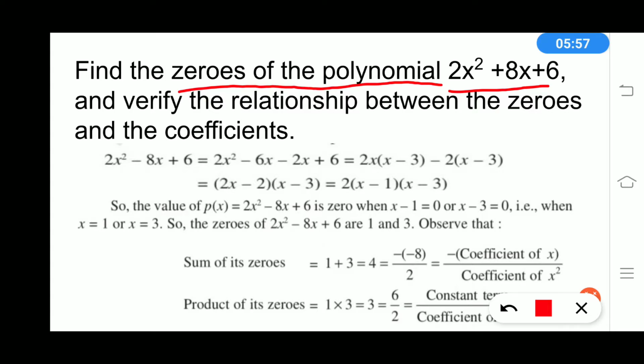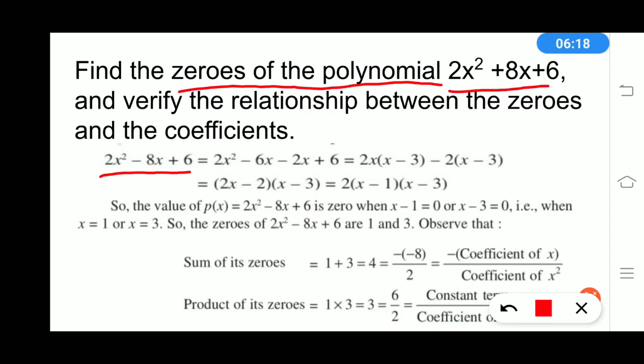Now let's see. Here the given polynomial is 2x square plus 8x plus 6. So we just factorize this polynomial. It is equal to 2x square plus 6x plus 2x plus 6, because 6 into 2 is 12 and 6 plus 2 equals 8.